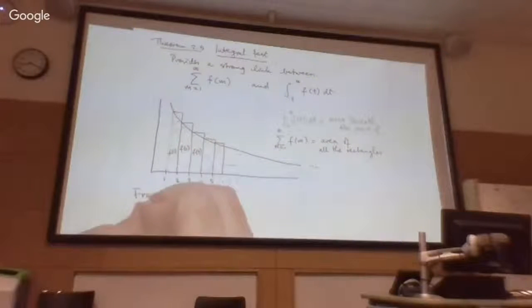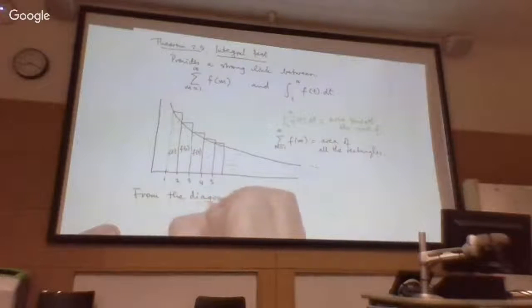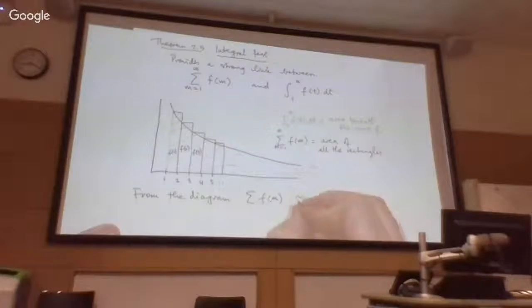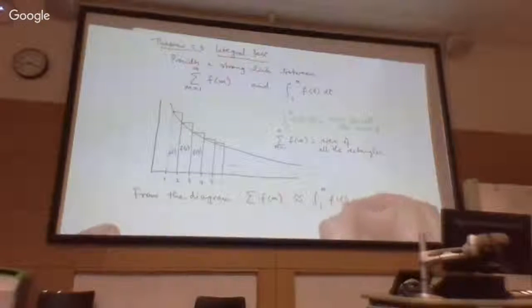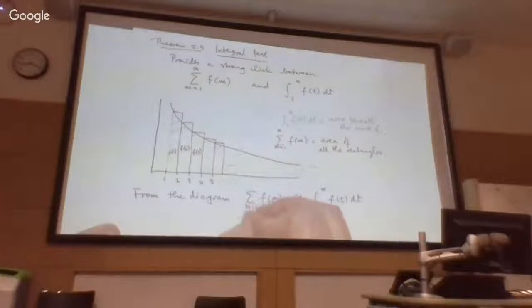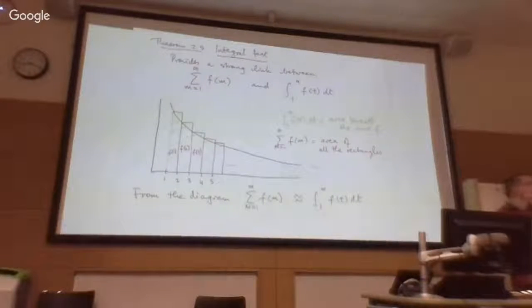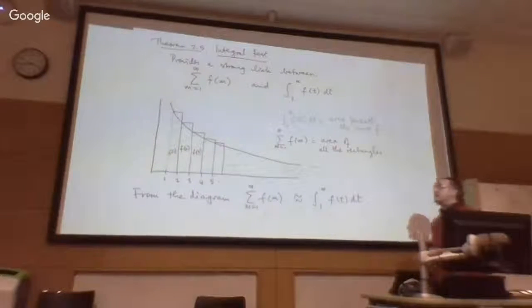So from the diagram, it's clear that the infinite series is approximately equal to the integral. Yeah, everybody agrees with that? They look approximately the same. The area underneath the curve is approximately the area of all the rectangles. Now, what exactly is the difference? What exactly is the error in that approximation?